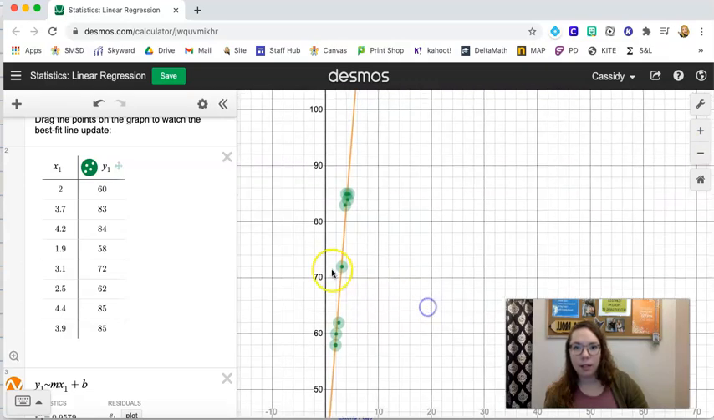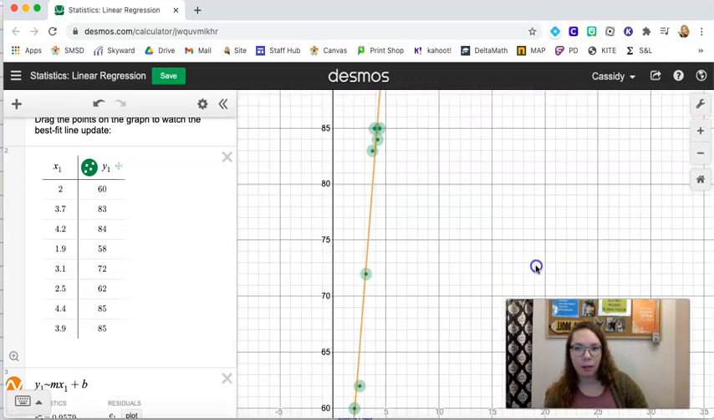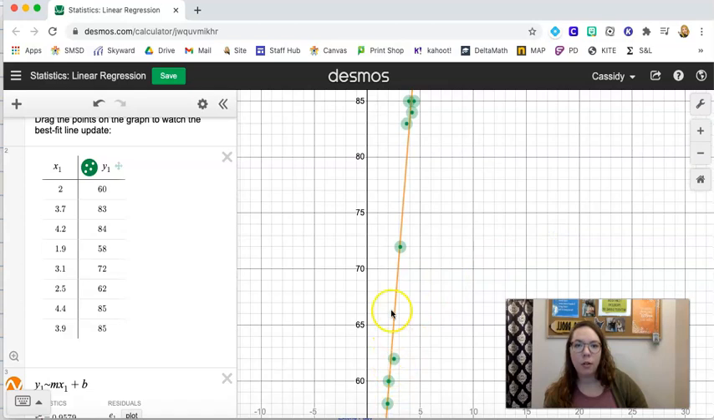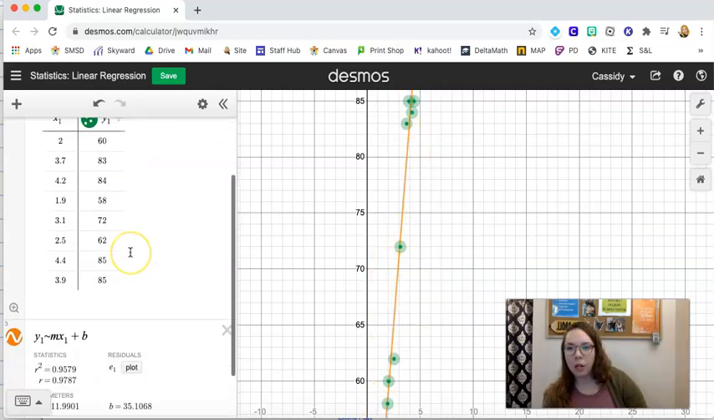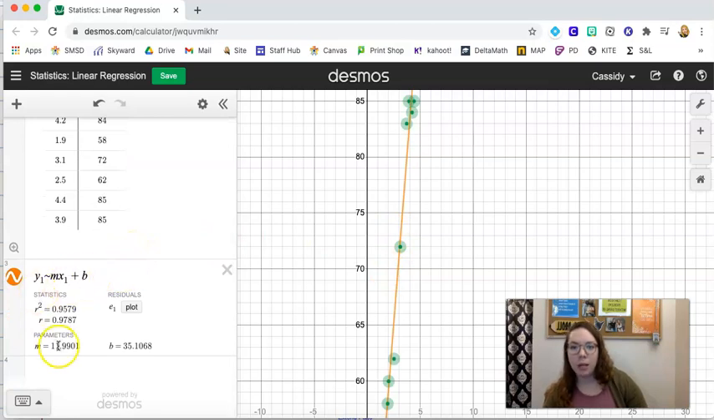So here I can see my scatter plot. And I can see this orange line is running through the middle. That's my line of best fit, this line in orange. So if I scroll down, this is telling me all the stats about that line.